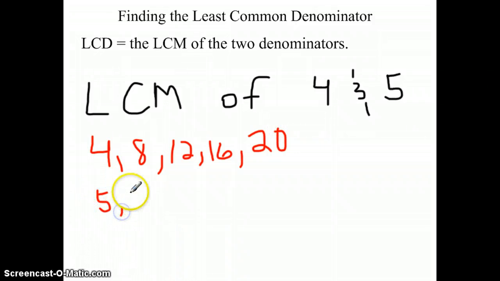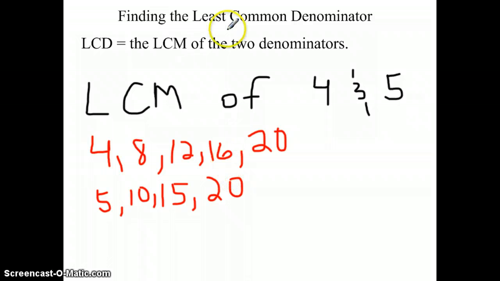Now let's find some multiples of 5. Got 5, 10, 15, 20. Now remember, we're finding the one they have in common. So the first one they have in common, it looks like, is actually 20. They both have 20 in common, so that is 4 and 5's least common multiple. We're going to need to remember how to do that when we're finding the least common denominator. Let's do an example here.